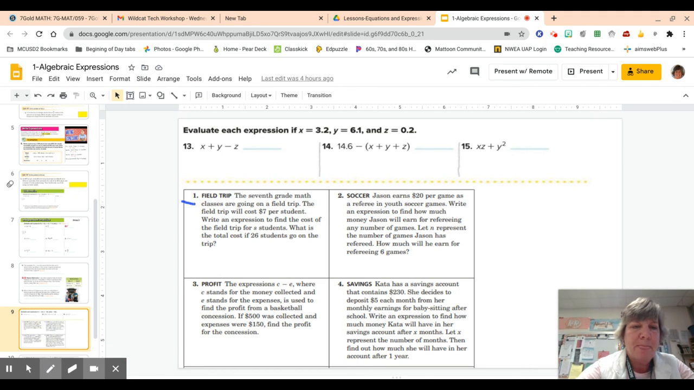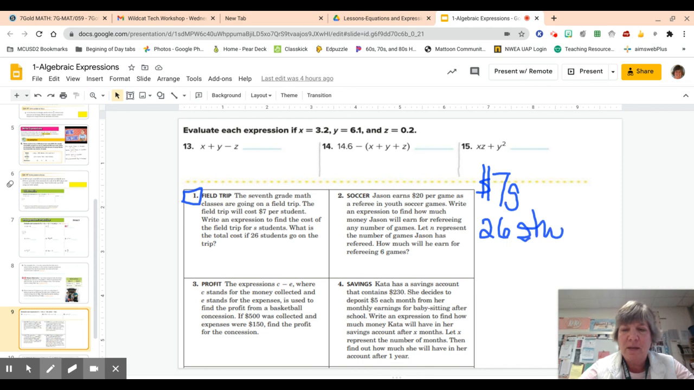Question 1. The 7th grade math classes are going on a field trip. Field trips are so much fun. The field trip will cost $7 per student. Now, we don't know how many students, so we're going to let that be 7 times S. Write an expression to find the cost of the field trip for S students. What is the total cost if 26 students go on the trip? At this time, solve that problem.